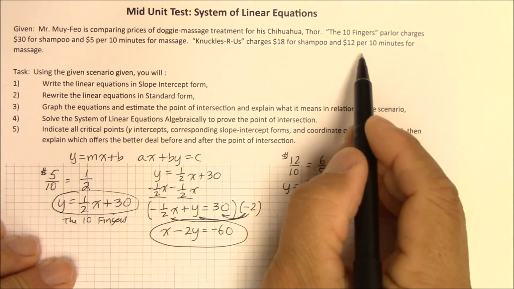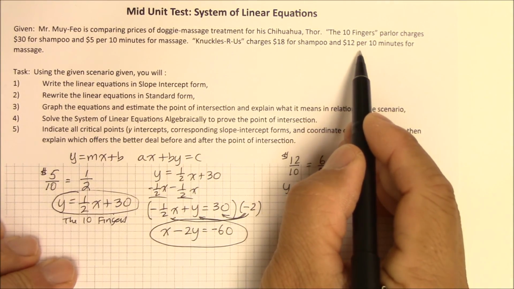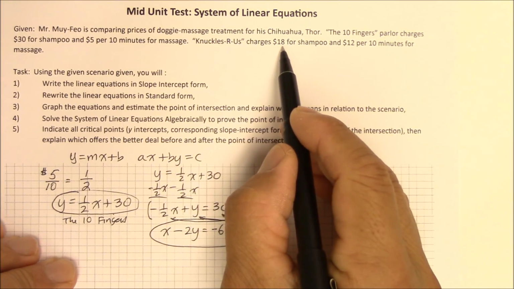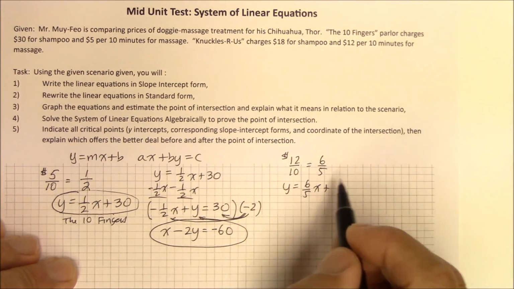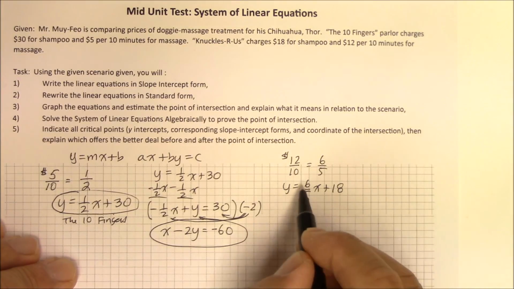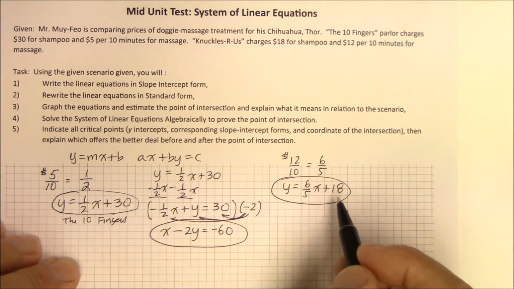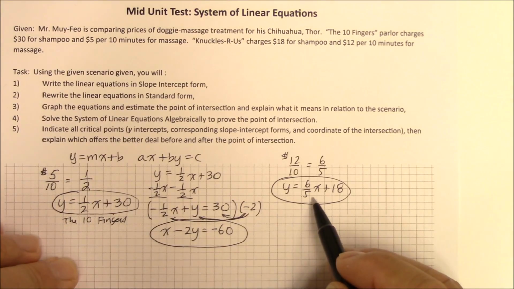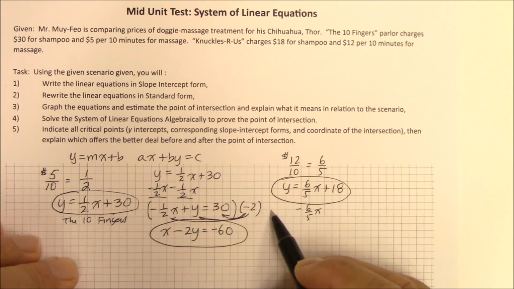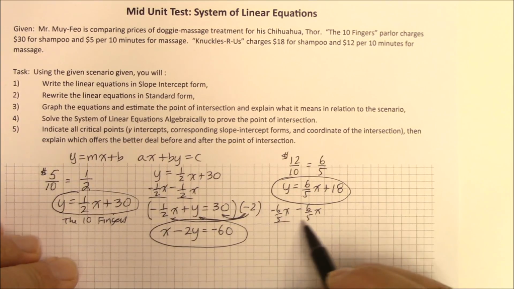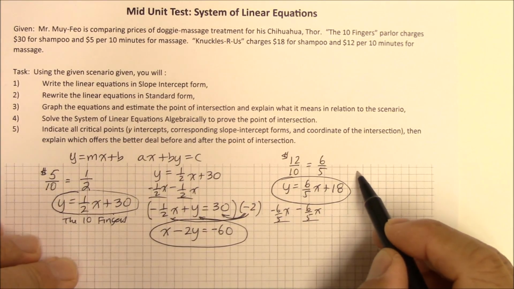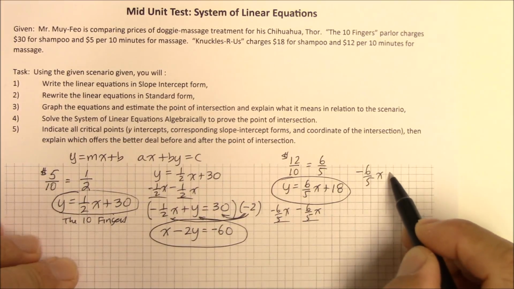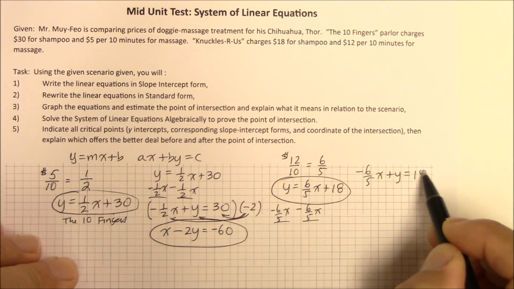Whether you get 1 minute or 0 minutes of massage, you are going to have to pay for the shampoo. It's a fixed cost. So that's $18. So that's the y-intercept. Now, how do we change that into standard form? We have to move that x term over to the left side. So we're going to subtract 6/5 x from both sides of the equation. So you get negative 6/5 x plus y is equal to 18.